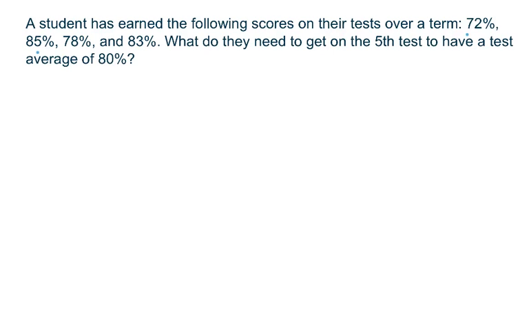72%, 85%, 78%, and 83%. What do they need to get on the fifth test to have a test average of 80%? So again, what we're going to do is take these numbers and just drop the percent sign, and we'll put the percent sign back on at the end. So 72 plus 85 plus 78 plus 83.